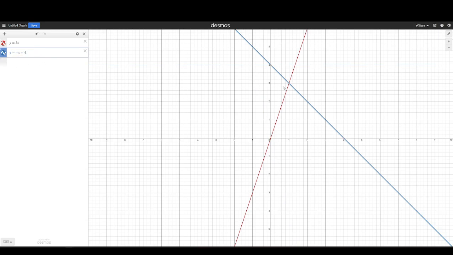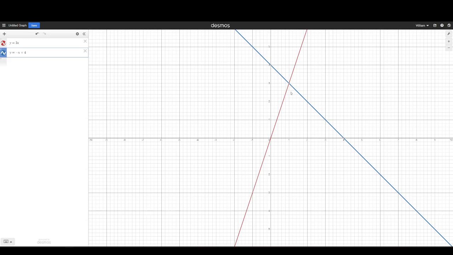So the solution to this system is right here at (1, 3). If neither line is active, I can pick one of them here or in the equation window over here, and when I do, it highlights key points like intersections. So it tells us that the solution is (1, 3). But we want to figure that out, just like I said, without a graph.